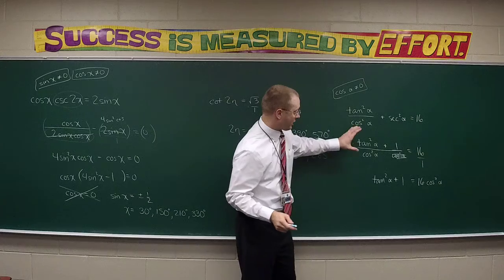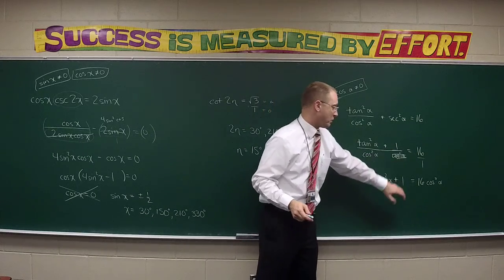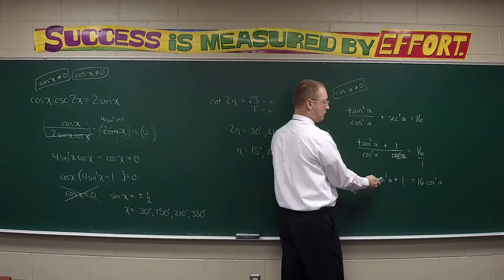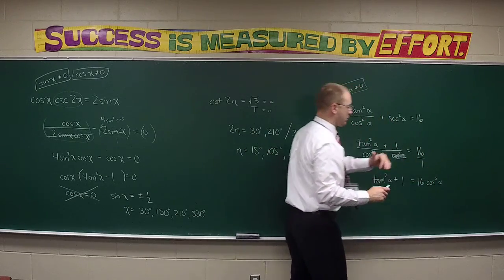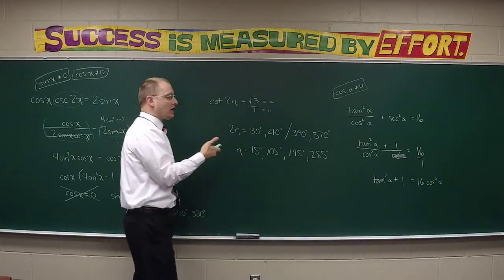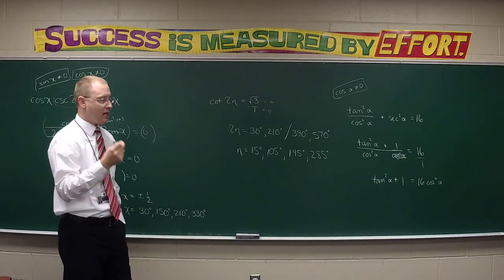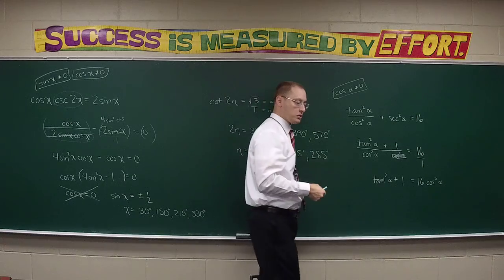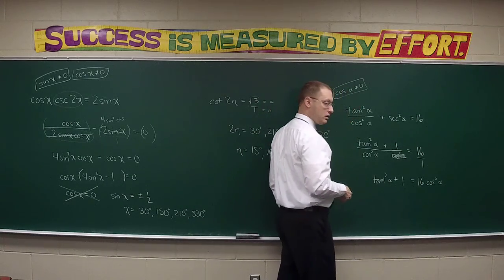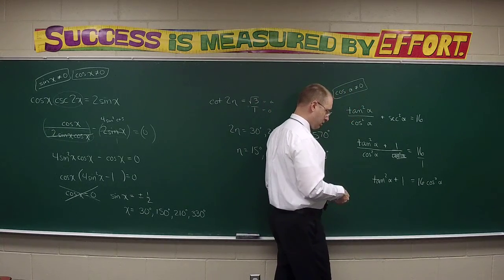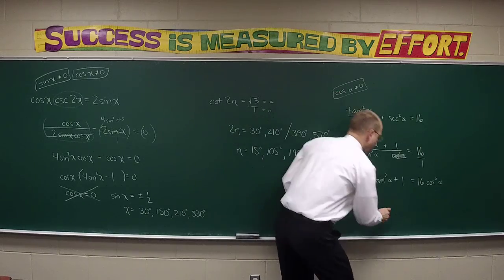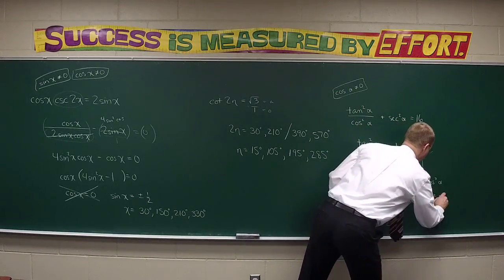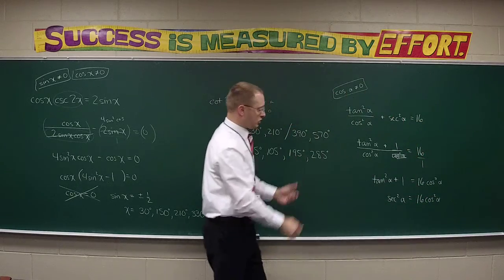There we go. If I multiply by cosine squared, I get tangent squared. Multiply by cosine squared, I get 1. Multiply by cosine squared, I get 16 cosine squared. Or, product of the extremes is tangent squared plus 1. Product of the means is 16 cosine squared. But now I'm staring at a tangent squared plus 1, and my identities are going off in my head here, Ethan. Hopefully they are in yours as well. Tangent squared angle plus 1 equals secant squared. There we go. That just equals secant squared alpha. So we get 16 cosine squared alpha equal to secant squared alpha.